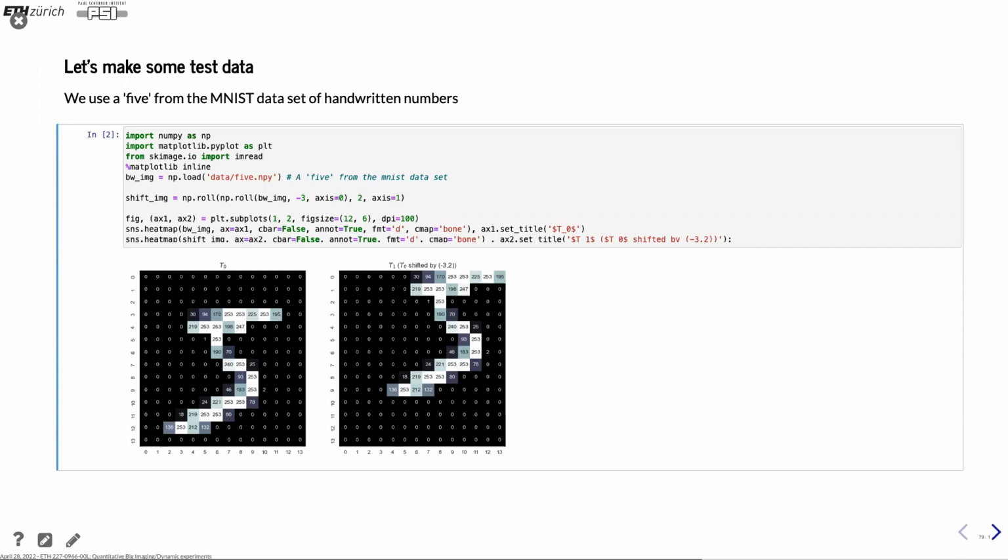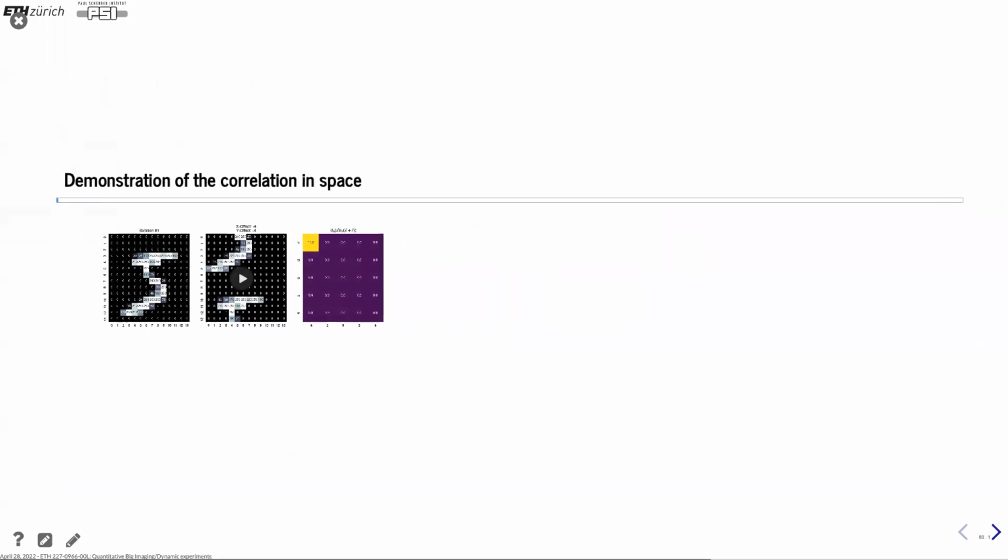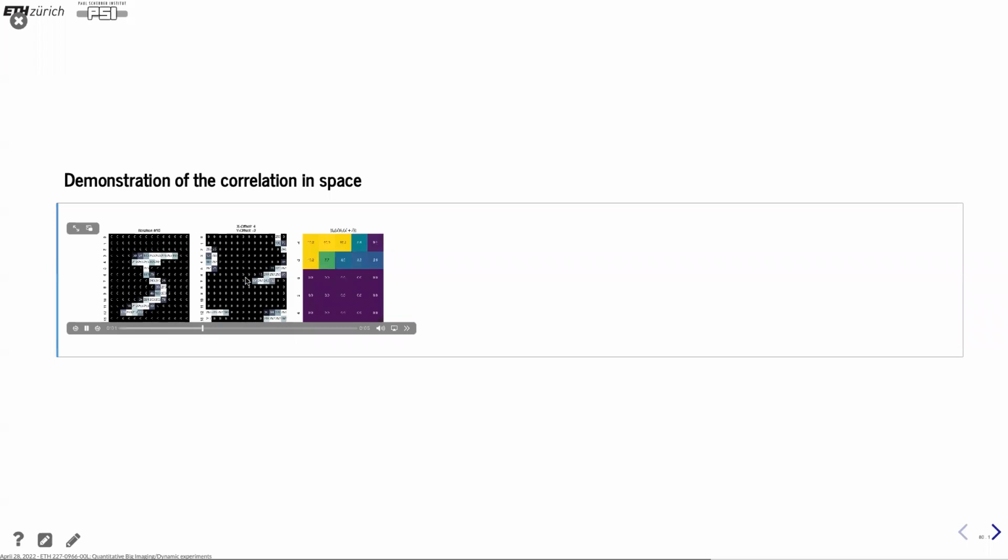And here we use a 5 out of the MNIST written number database. And we can see that if we are moving around this, say, domain, then we move around the 5 and see where we have a hit in the object. This is mostly more time consuming to do, so that's why it's easier to work with the Fourier transform.